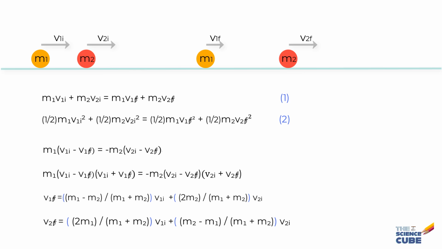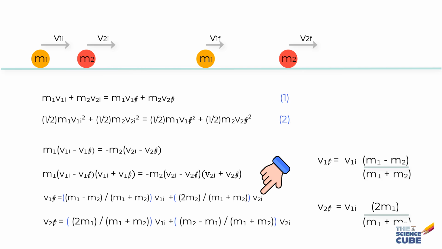Now, an interesting thing to note is that if we make v2 initial equal to 0, that is body 2 becomes a stationary target, a situation we just discussed, then we get back the equations we derived earlier, that is this and this. So now we will move on to the study of collision in 2 dimensions, which is actually a lot easier than you might think.